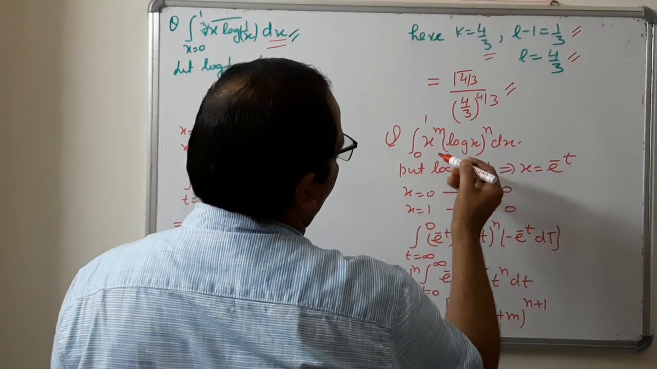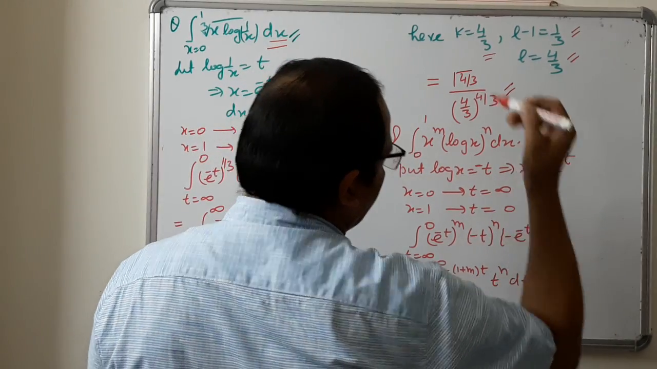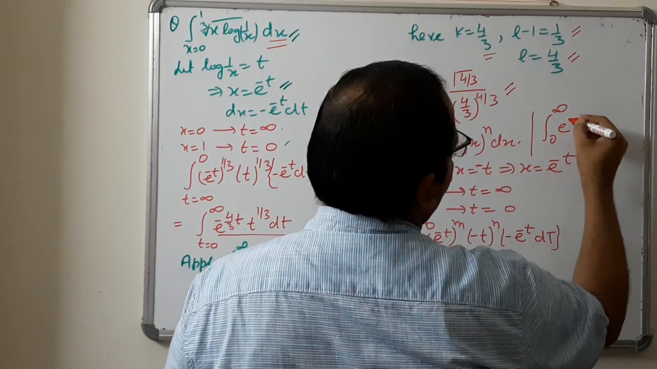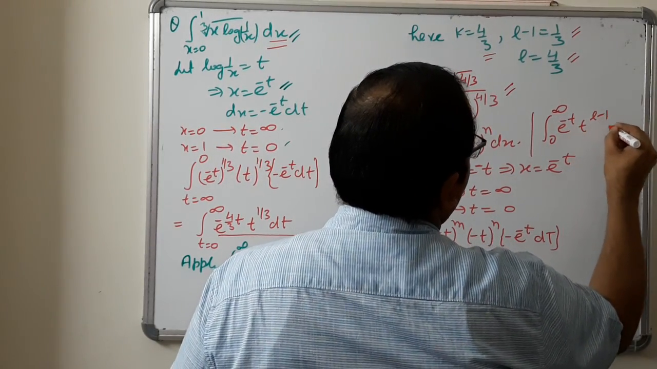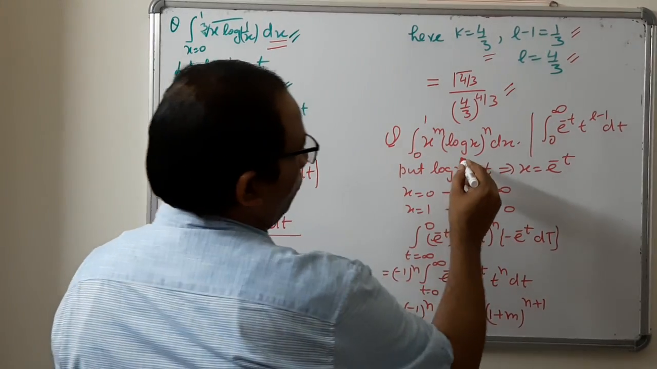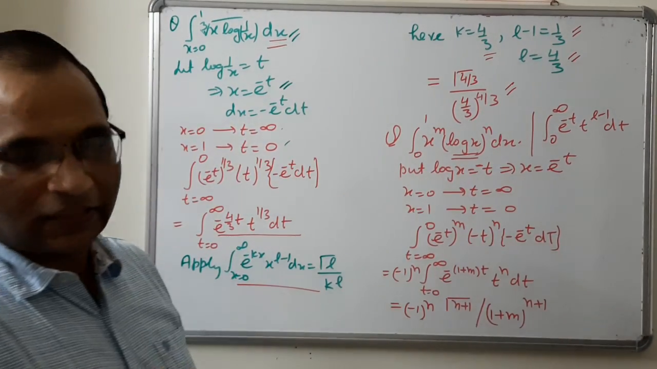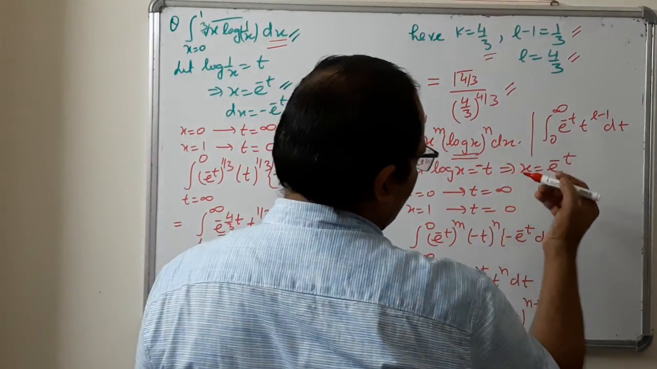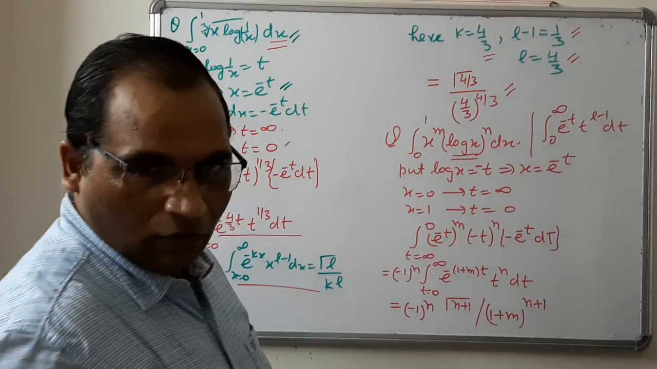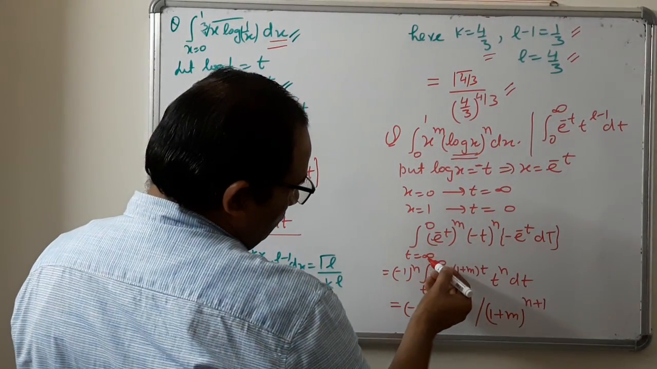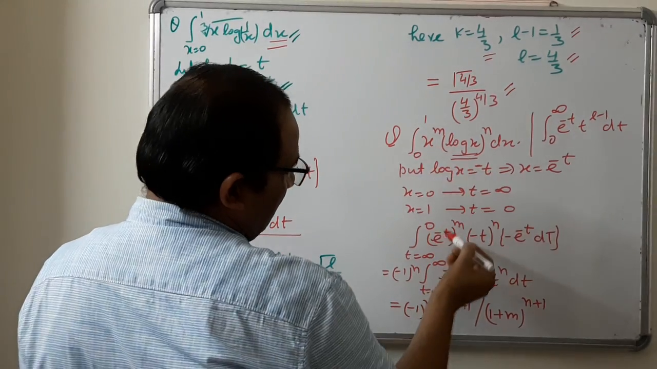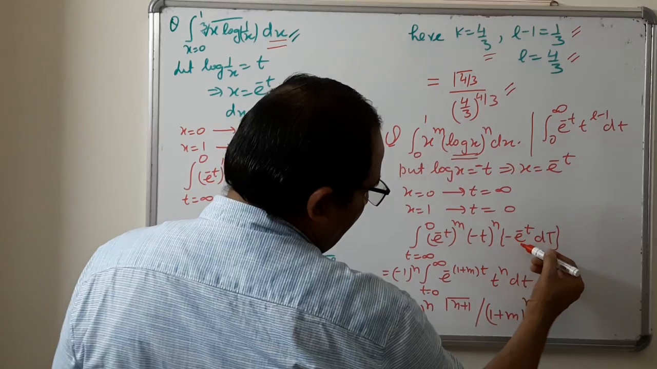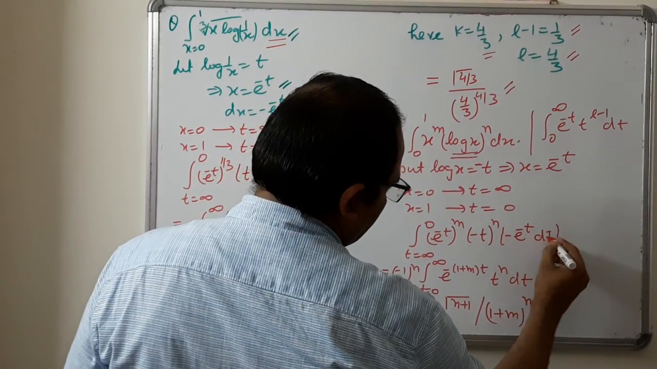I will take another question. The integral from x equal to 0 to 1 of x to the power m, log x to the power n dx. We want to convert this integration to 0 to infinity e to the power minus t, t to the power l minus 1 dt. So put log x equal to minus t such that x can be converted as e to the power minus t. So log x equal to minus t, x equal to e to the power minus t. So this integration is from t equal to infinity to 0, and x means e to the power minus t whole power m, log x is minus t to the power n, and the value of dx is minus e to the power minus t dt, right?